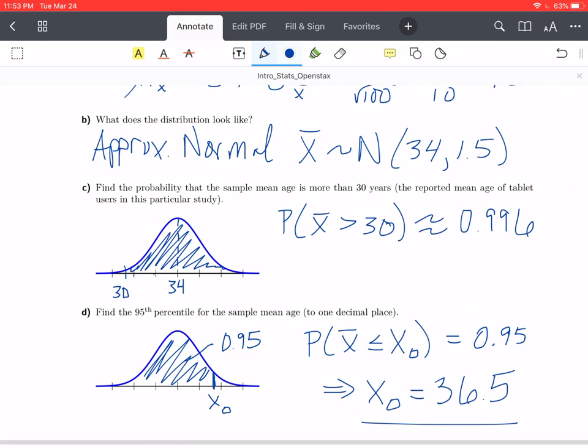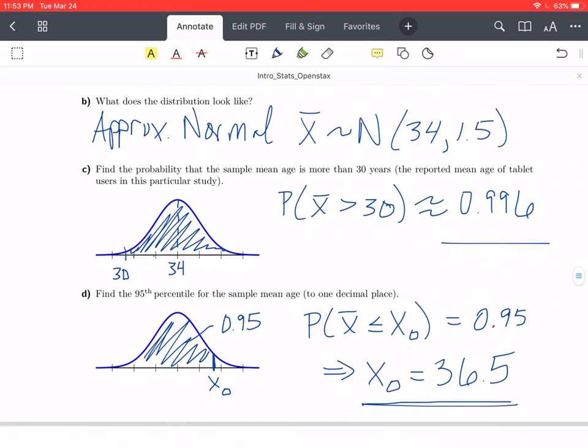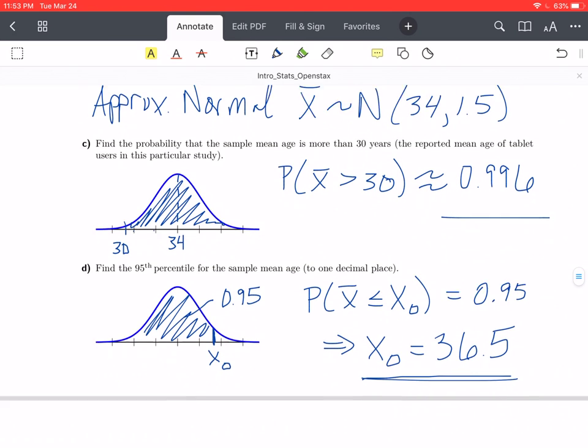So the 95th percentile, the mean age that is above 95% of all other possible sample mean ages, is 36.5 years old. Right, so looking at the normal curve and identifying both percentages, probabilities, and then also using those probabilities to identify different x values on the curve.